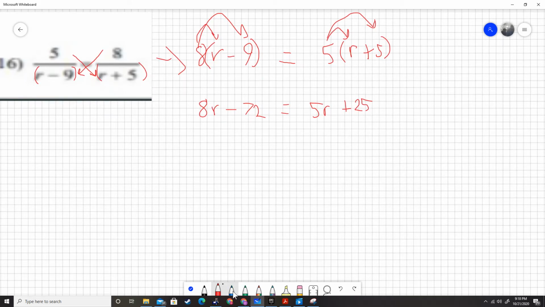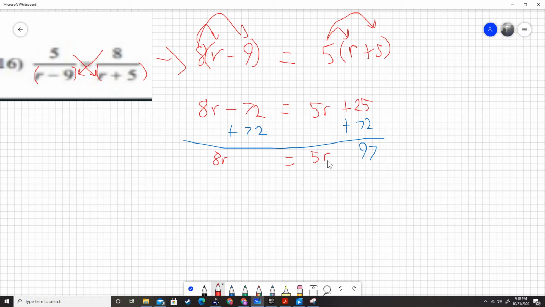Next thing I want to do, I want to move all my constants to one side and all my variables to the other side. So let's deal with our constants first. I want to deal with this 72 and move it to the other side. So the opposite of us subtracting 72 is going to be us adding 72. So let's add 72 to the other side. 25 plus 72 gives me a 97. So I've got 97, and that's equal to all that we have here. So the 8r is by itself finally.